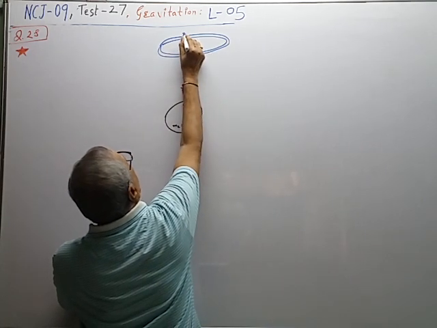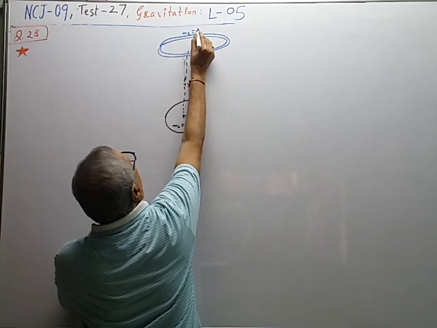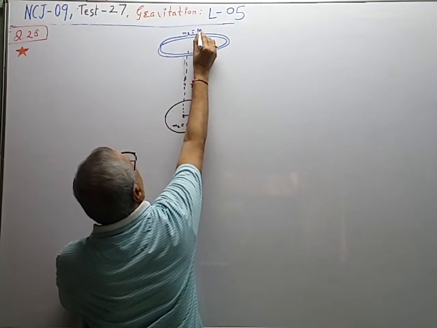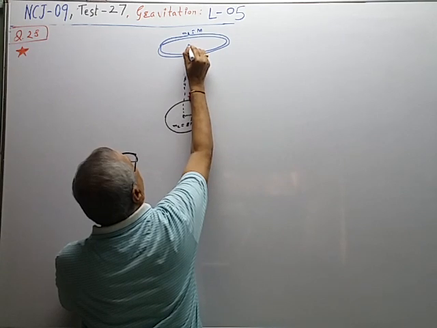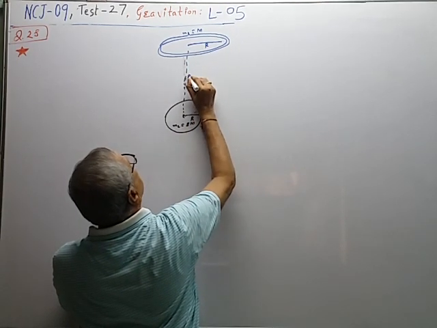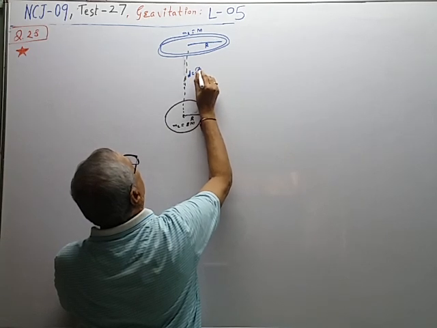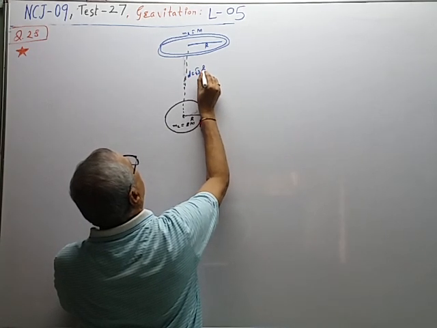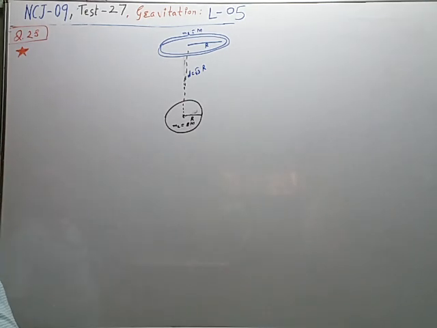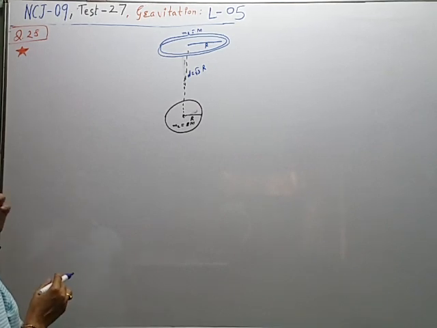So this is m2, sorry, m1 is equal to capital M. Radius is equal to R, and the distance d is equal to root 3 times R. So you have to find the force of attraction between them, like this.